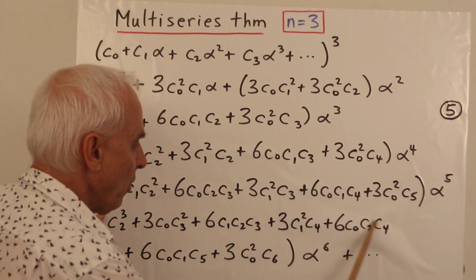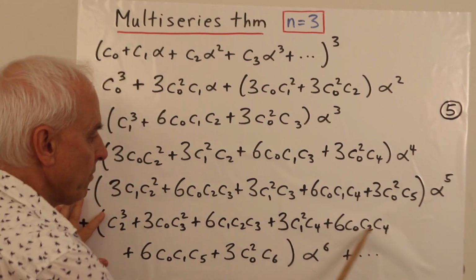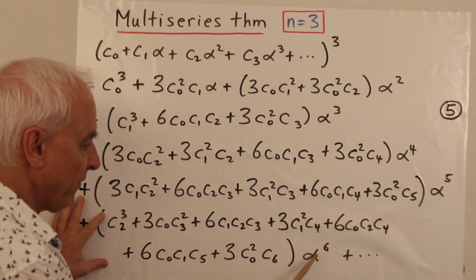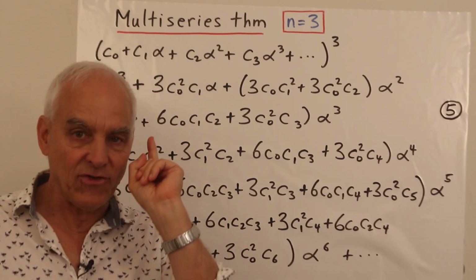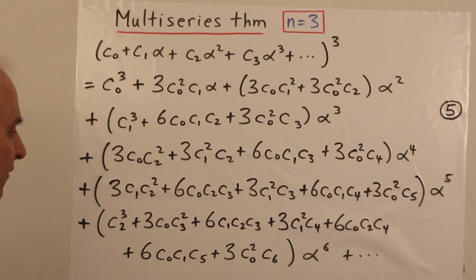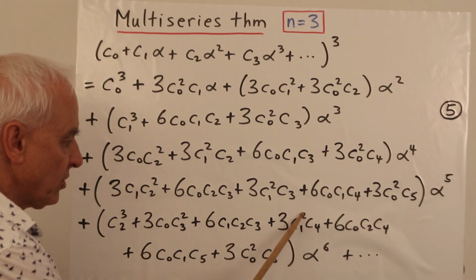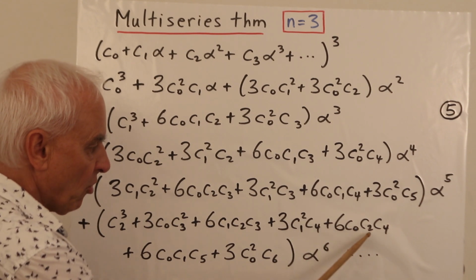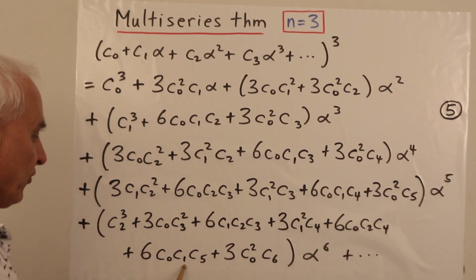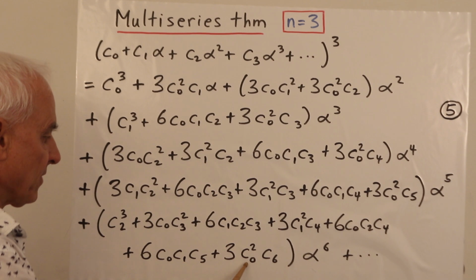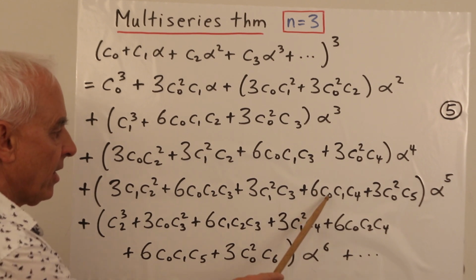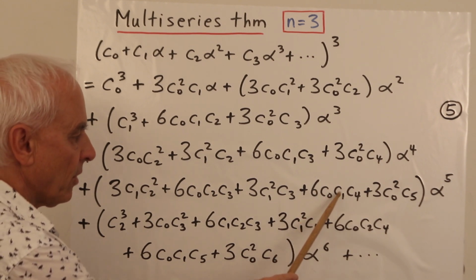So I claim that all the terms appearing in this bracket as a coefficient of alpha to the 6 have index degree 6. For example, this one has index degree 6: 1 plus 2 plus 3 is 6. Here, 2 plus 4 is 6. 0 plus 2 plus 4 is 6. 0 plus 1 plus 5 is 6. 0 plus 6 is 6. 0 plus, oh, that's 5, sorry.